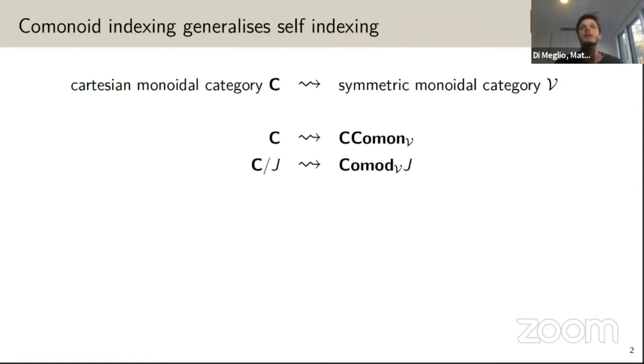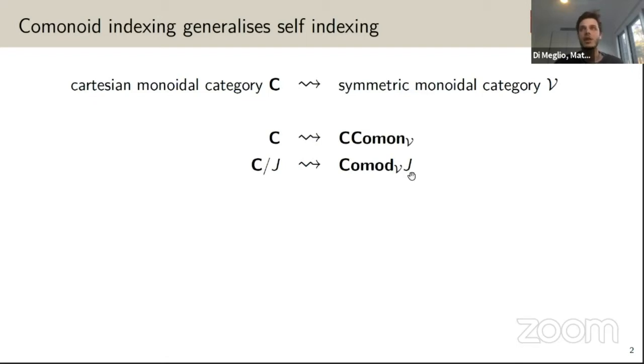So next, I want to generalize the category of J-index families for an object J of C. So in the Cartesian case, that category is this slice category over J. Now in the monoidal setting, the appropriate generalization is this category of J comodules for a co-commutative comonoid J.